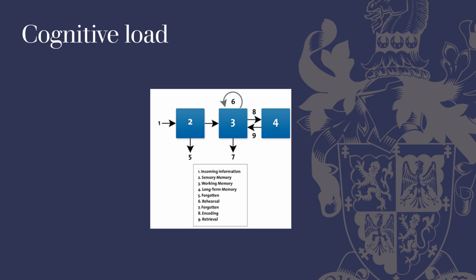So let's have a look at this diagram. Here at number 1, the information comes in. In box 2, it's gone into the sensory memory. So we've sensed this information. Some of that is forgotten. Some of it goes into the working memory. At that point, some of it is forgotten.